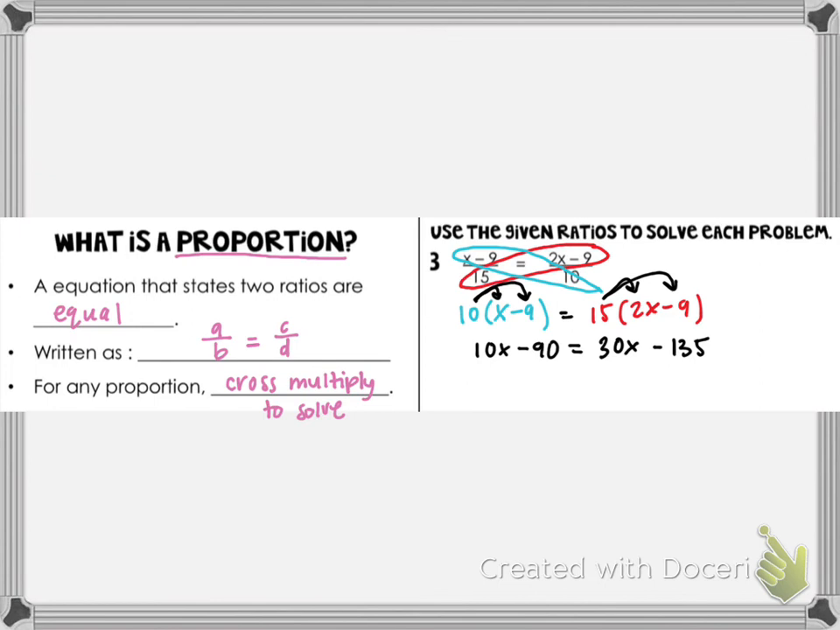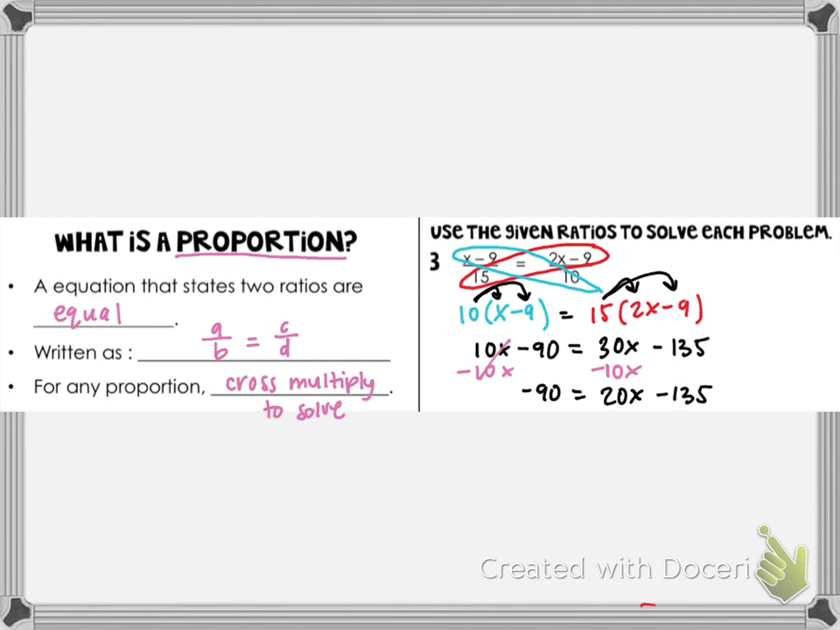Now that we're here, let's bring our variable to one side and the numbers to the other side. I see two variables on opposite sides of the equation right now, here and here. I'm going to subtract the number that is smaller so that I don't end up with a negative. So let's do minus 10x minus 10x. That cancels, and I'm left with negative 90 equals 20x minus 135.